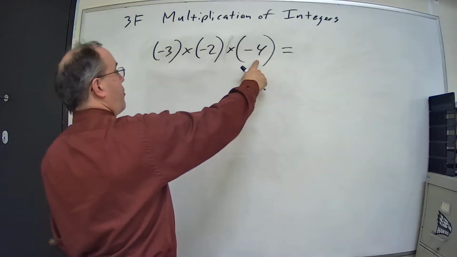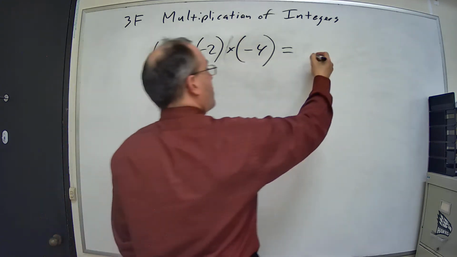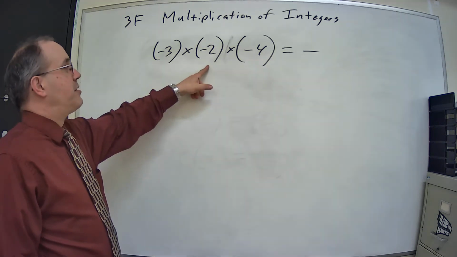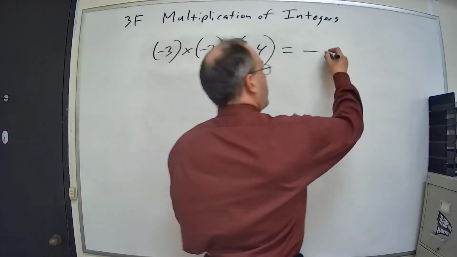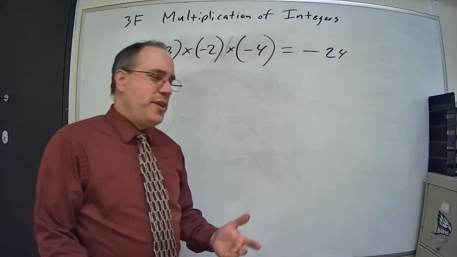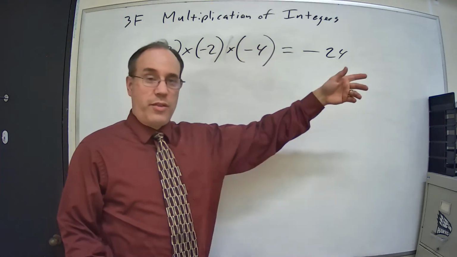So we can say, well, it's an odd number of negative signs here, so the result is going to be negative. And then we go 3 times 2 is 6, times 4 is 24, negative 24. What this means is I can take a long list. That one's not too bad, just multiplying 3 things.